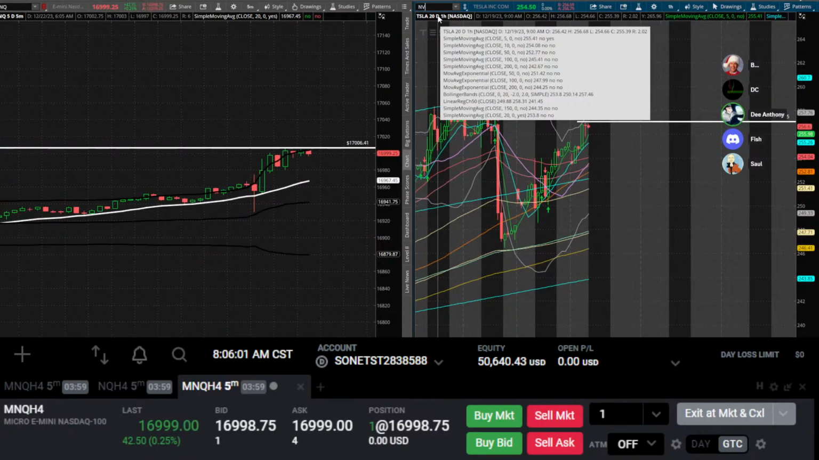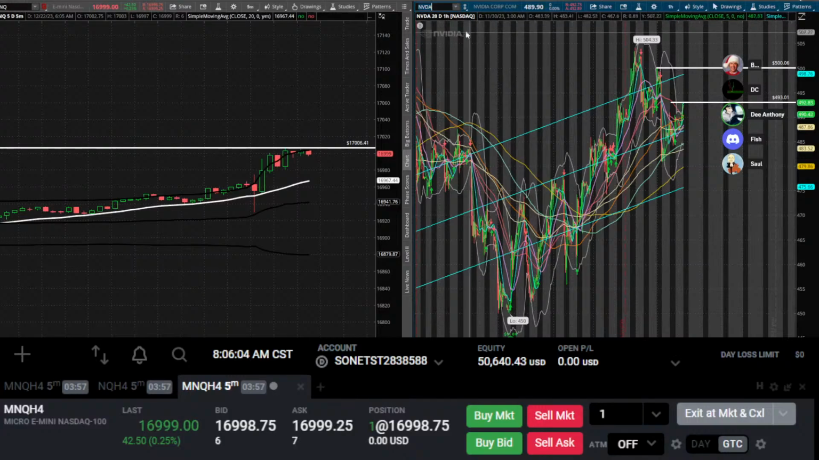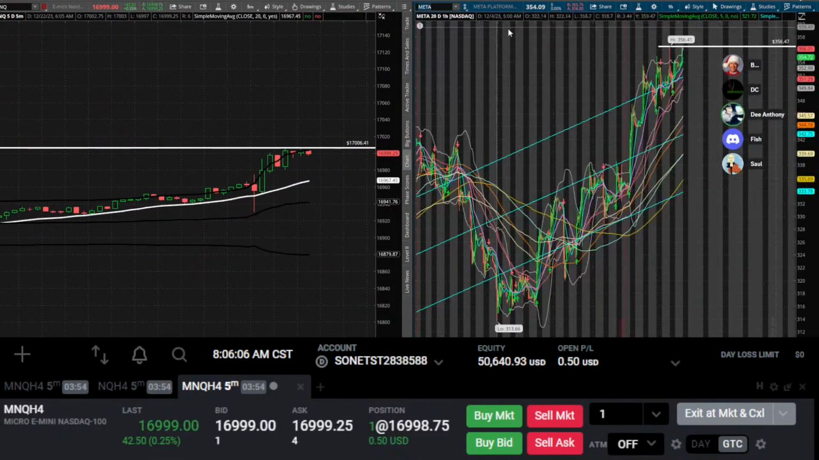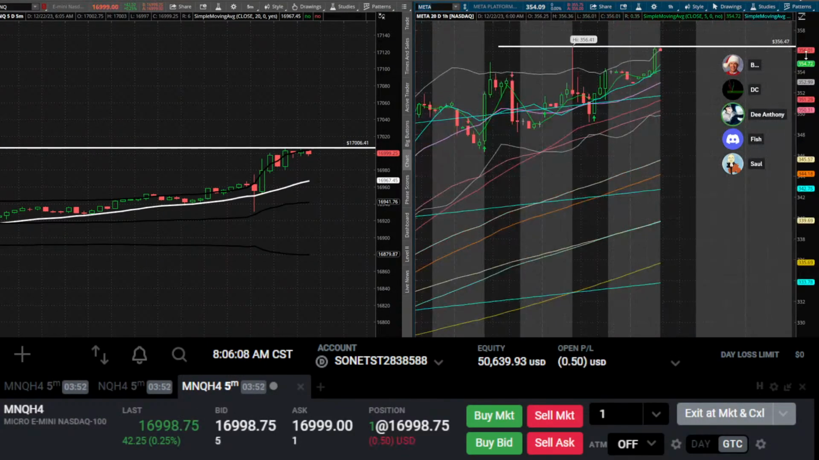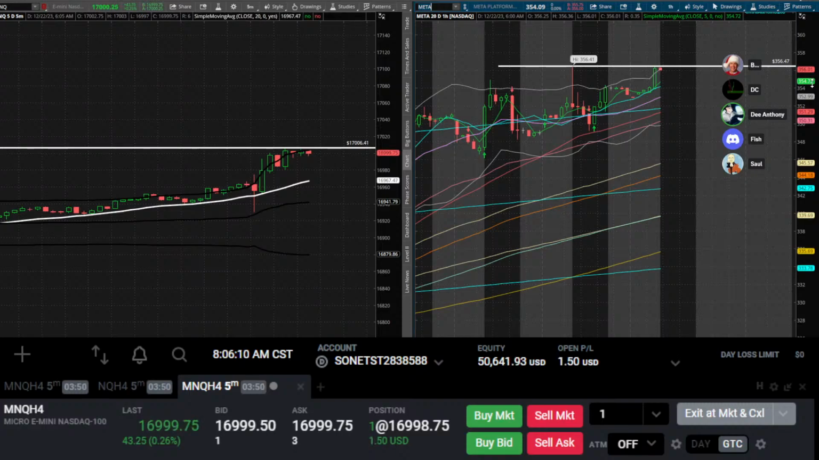Tesla. I like that Meta chart. That Meta daily chart looks great.